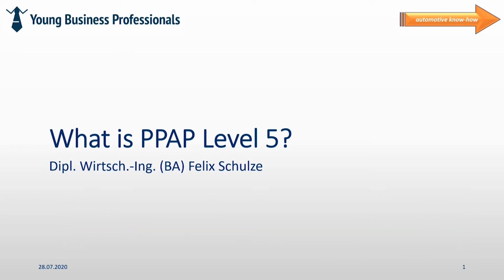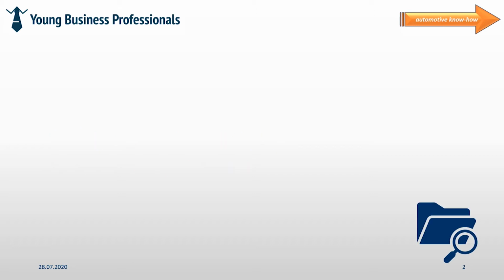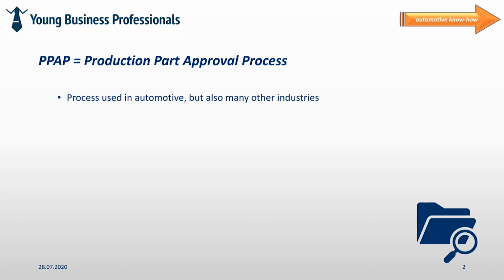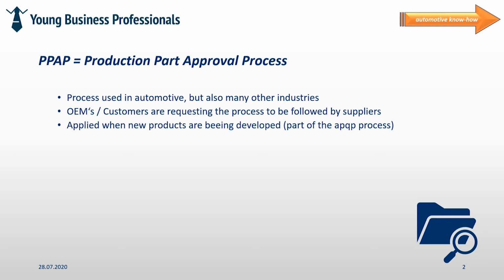Let me once again start with a short introduction about the general purpose of PPAP before we touch on PPAP Level 5 in more detail. The abbreviation PPAP stands for Production Part Approval Process. This is a process that is pretty often applied in the automotive industry, but which is also used in other industries. The process is requested by customers, often automotive OEMs, from their suppliers that are developing and implementing new products. It is as well part of the APQP process.